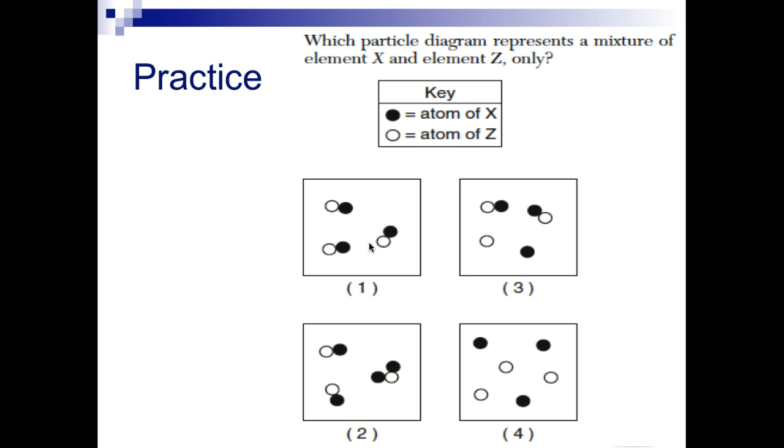What about this practice problem? It says, which particle diagram represents a mixture of element X and element Z only? Pause the video and unpause this when you're ready. Great, what did you come up with? You should have come up with the fact that number 4 has only elements of X and Z represented. Particle diagram 1 shows a compound because the black element X and Z are attached to each other. This has a compound and X and Z by itself. These are also compounds. Picture 4 is the only representation where you have atom X by itself and atom Z by itself, which signifies, remember what the definition of an element is. An element is just one atom all by itself.